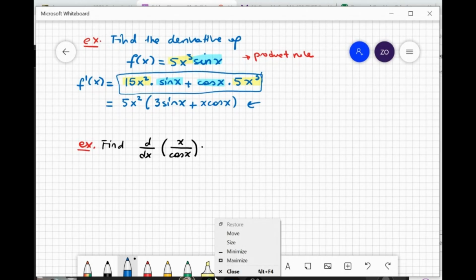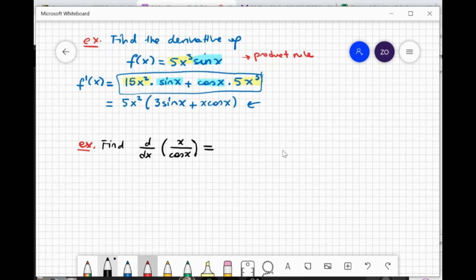We learned how to find the derivative of polynomials. We learned how to find derivatives of products or quotients. And we learned the derivatives of trig functions. So any combination of these functions, you should be able to find the derivatives. Okay, so let's look at the next question. The derivative of x over cosine x. Okay. So how do we find it?